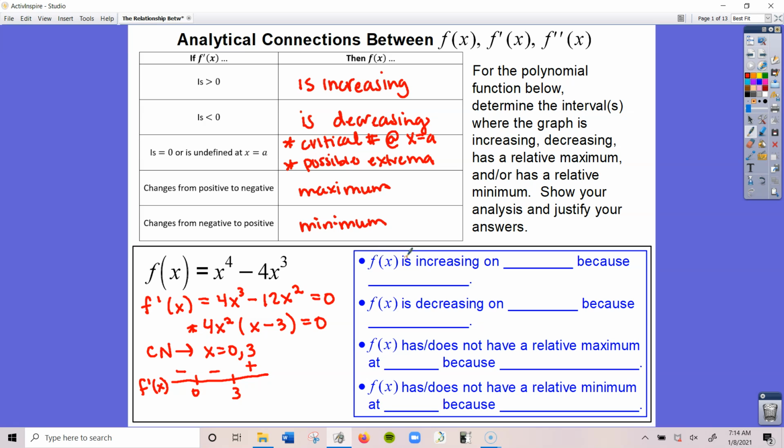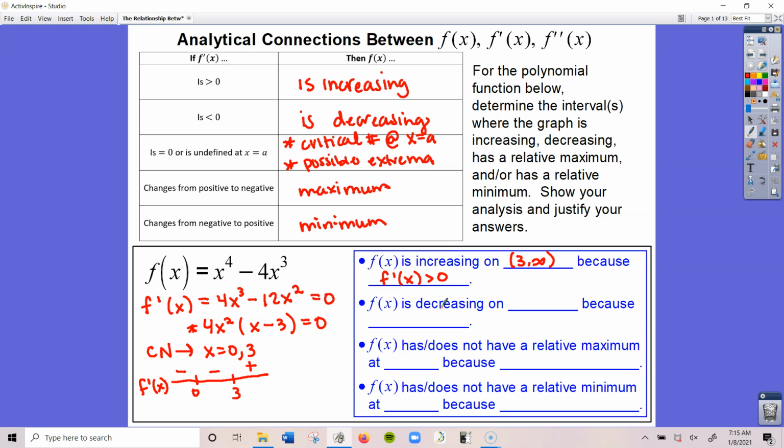So for f of x is increasing, we have to look at when the first derivative is positive. And the first derivative is positive in this section here. So it would be increasing on the interval 3 to infinity. And we would say because f prime of x is greater than 0.